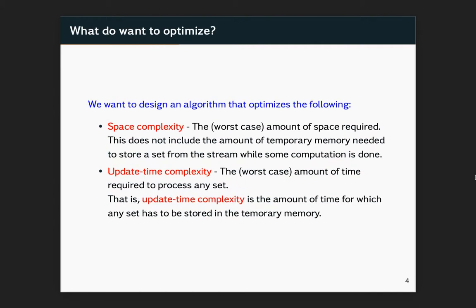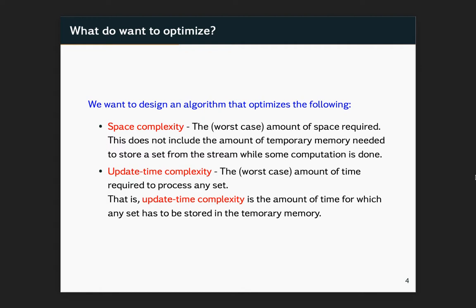Our goal is to optimize two measures, namely the space complexity, where we want to minimize the amount of space required in the workspace. Note that we don't include the space required in the temporary memory in the space complexity. Similarly, we have the update time complexity, which is the time required to run the various operations on the set. In other words, this is the amount of time for which a particular set is stored in the temporary memory.